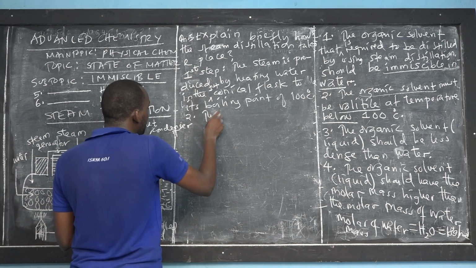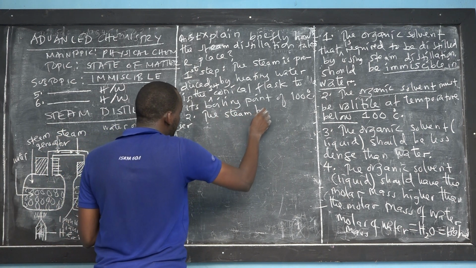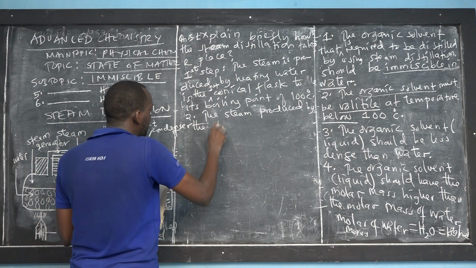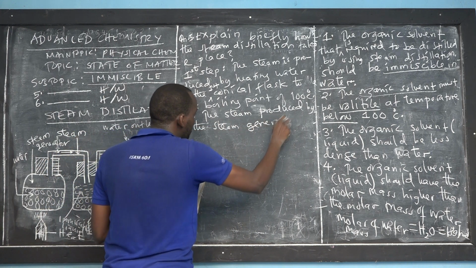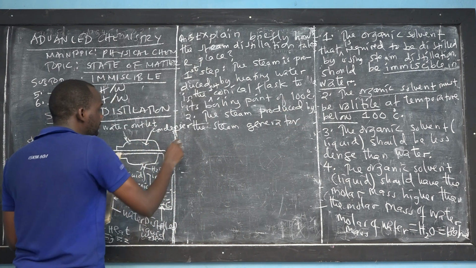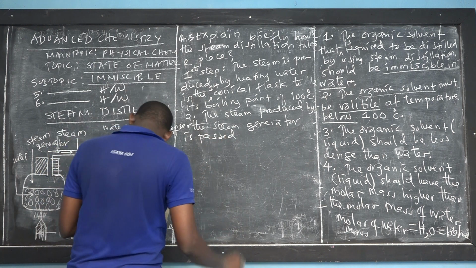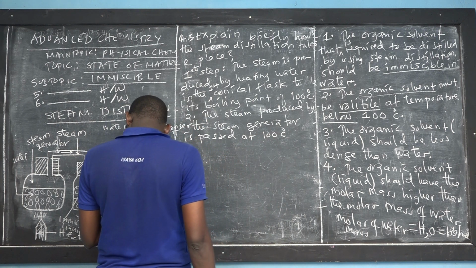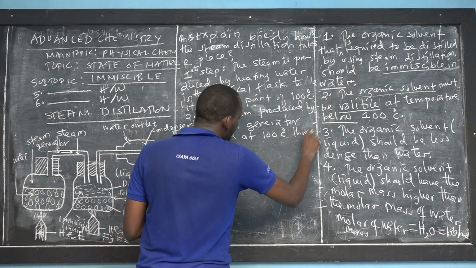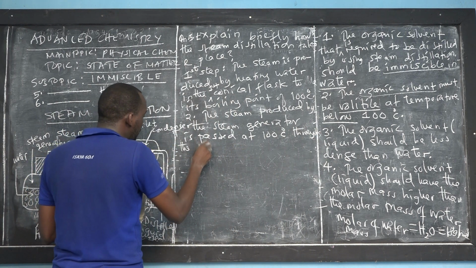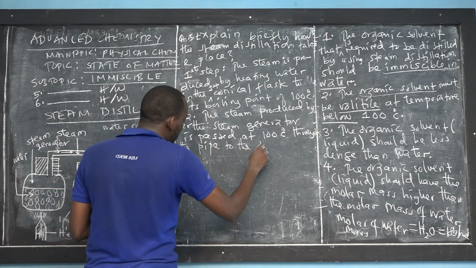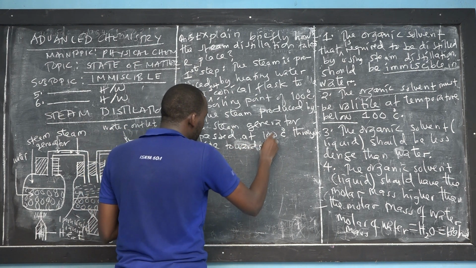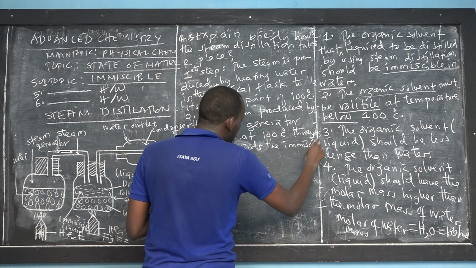The second step is that the steam produced by the steam generator is passed at 100 degrees centigrade through the pipe towards the immiscible liquids.